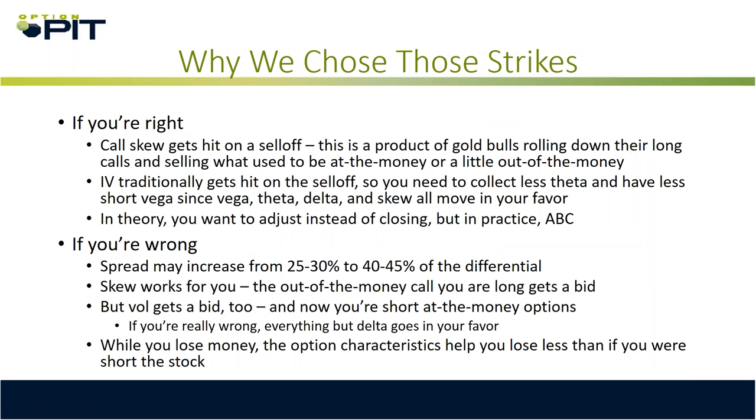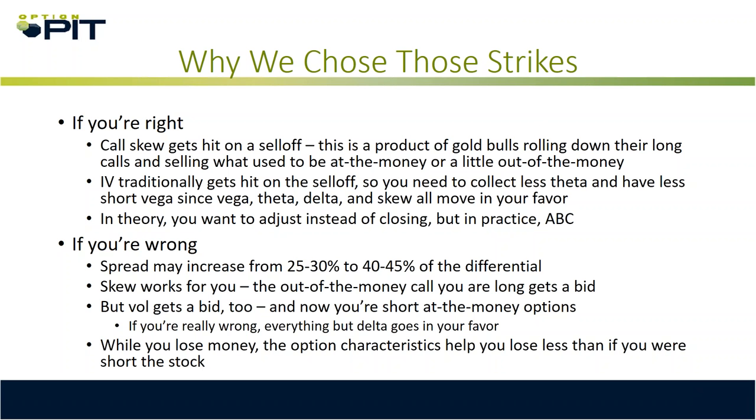The call skew will get hit on a sell-off. So originally, when you're putting on this trade, you are long call skew. You are short the slightly out of the money call and long a further out of the money call. As you roll down, the further out of the money call gets pretty much down to the point where it's just a unit. It doesn't really have any vol characteristics anymore. It just has that unit risk to it. The call that you're short is now a call that actually has the benefit of when call skew gets hit, you make a little bit of money.